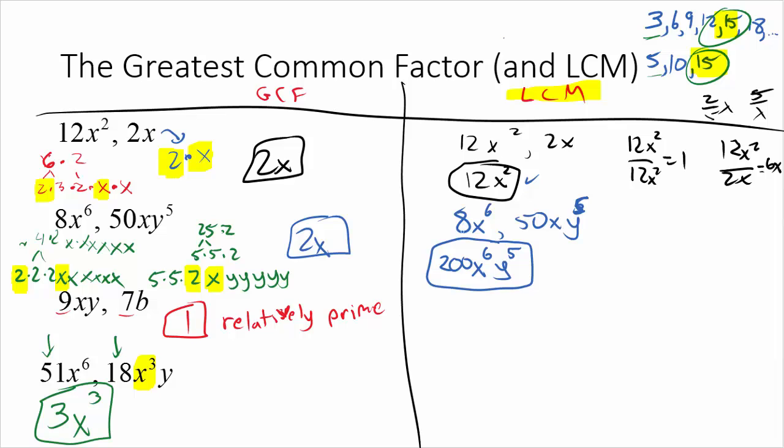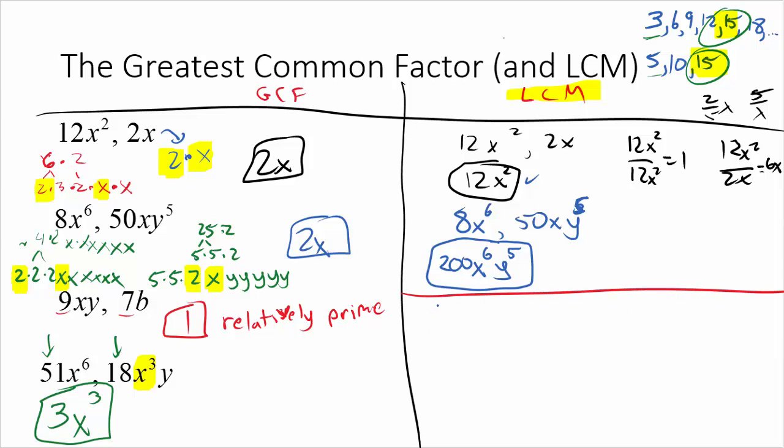Feel free to check by dividing 8 in and dividing 50 in to see that both of these numbers will evenly go into 200, that the x to the 6th will evenly go in, and then the y to the 5th and the x and the other term will go in. And I'll leave that to you guys to check like we did the first one.